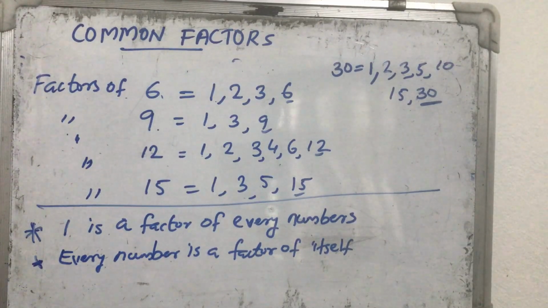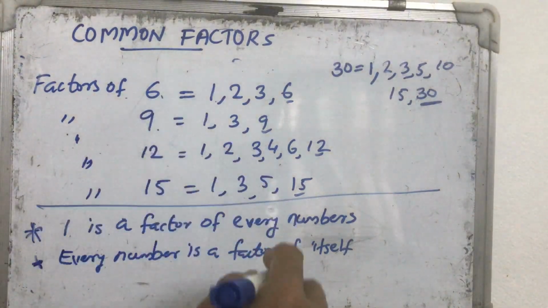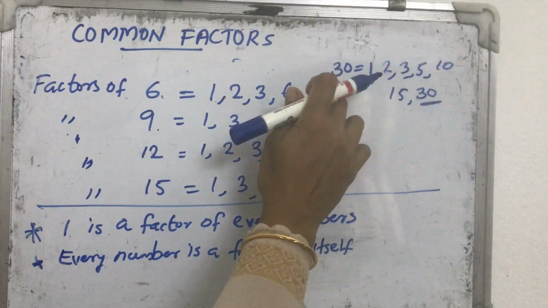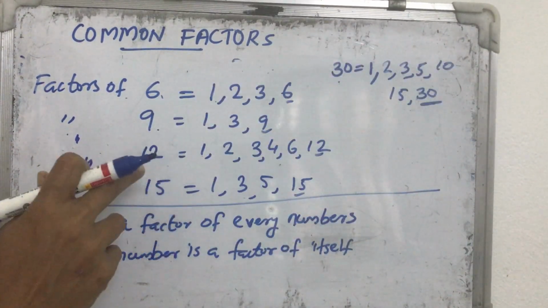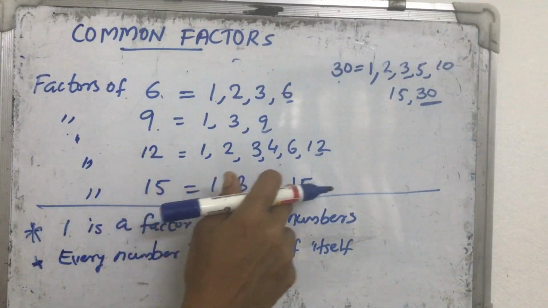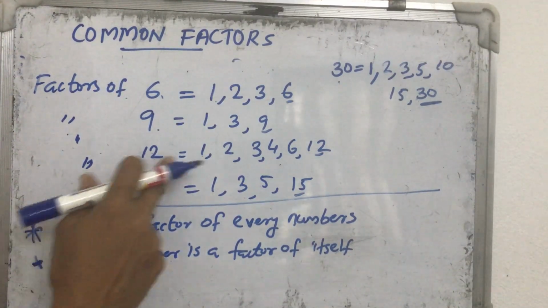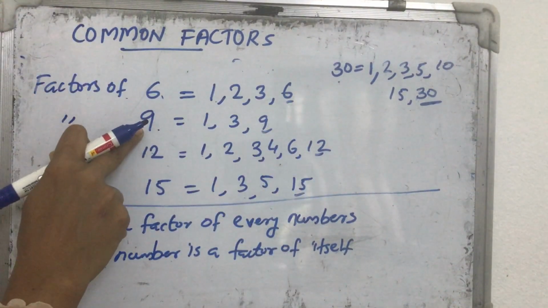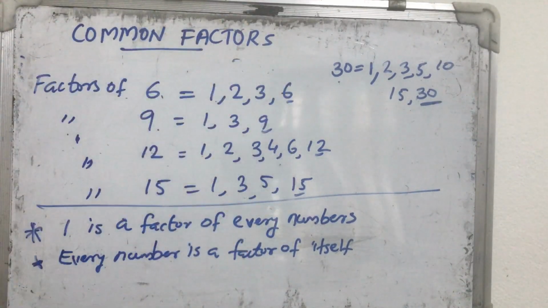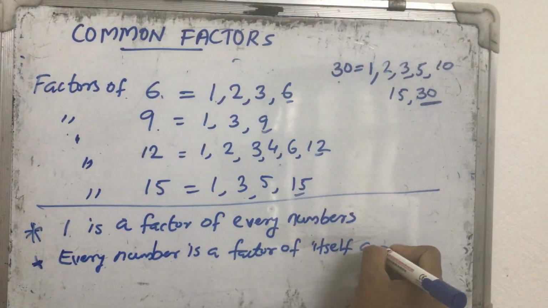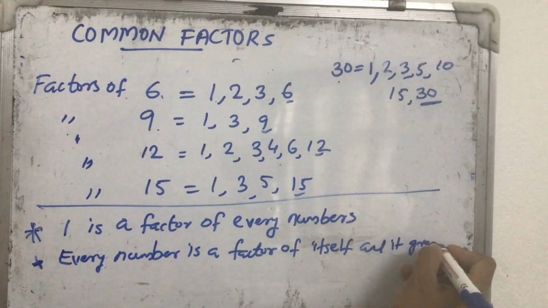Every number is a factor of itself, and that will be the greatest factor of that number. When we list the factors of 30, which is the greatest factor? 30. And when we list the factors of 15, which is the greatest factor of 15? That number itself. And which is the greatest factor of 12? It must be 12. Greatest factor of 9, 9. Greatest factor of 6, 6. Okay, that is another property. Every number is a factor of itself, and it is the greatest factor.